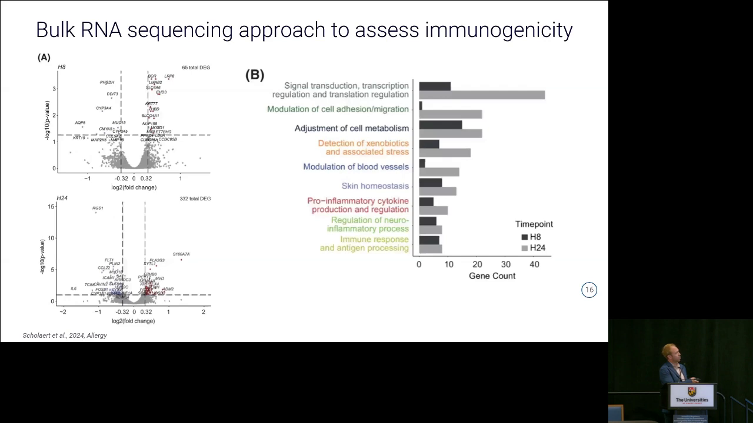When you analyze those genes and infer biological pathways, you will find that these are genes involved in skin homeostasis and detection of a xenobiotic agent, so a foreign agent that penetrates within the tissue. We'll also have different consequences on cell adhesion, migration, modulation of blood vessels, and neuroinflammatory processes. We know that a vaccine is actually painful at the site of injection as well, and there are pro-inflammatory cytokines and immune cell activation.